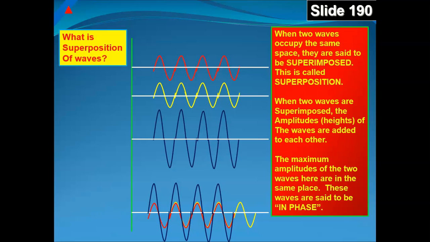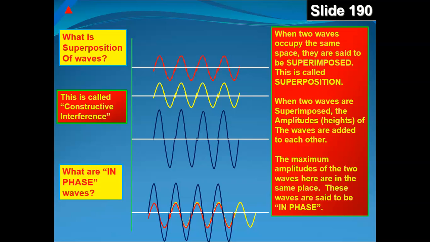And that's superposition. This is called constructive interference because it actually builds the wave. It sounds funny that it's interference, but that's the term. It's constructive. It makes the wave bigger. It makes the amplitude higher. And these waves are said to be in phase when they do this. When the tops of one wave line up with the tops of another, they're said to be in phase.